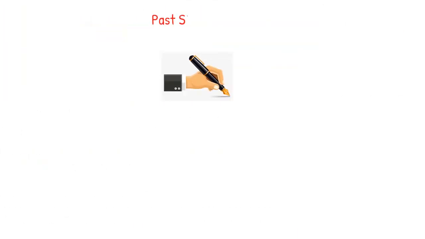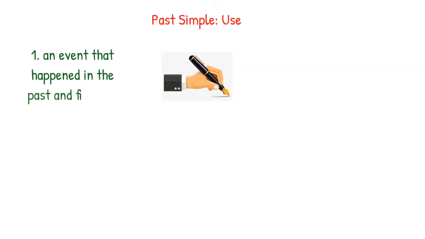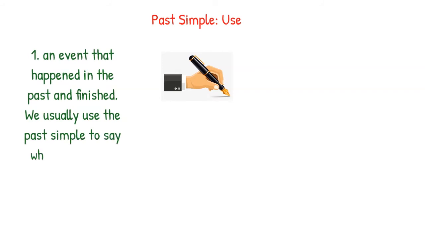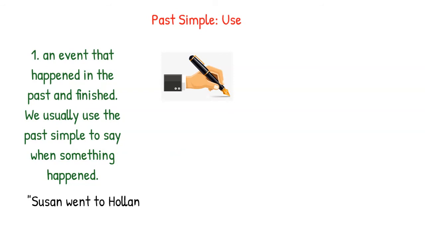Let's now look at the uses of the past simple tense. When do we use the past simple tense? Well, the past simple is used to talk about an event that happened in the past and finished. We usually use the past simple to say when something happened. For example, Susan went to Harlem last Monday.